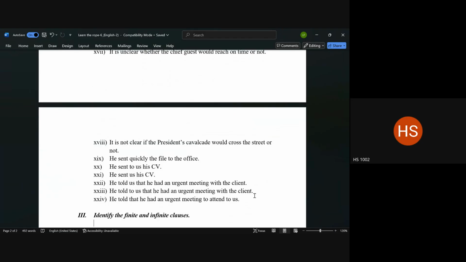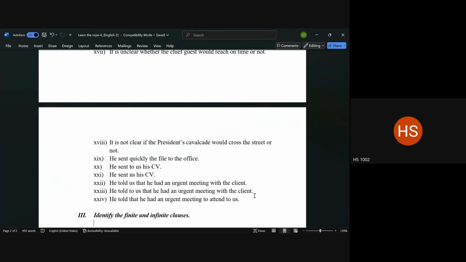So sentence number 19: he sent quickly the file to the office. Is this right or wrong? Wrong. Okay, so what should be the right way of writing it then? Quickly towards the end. Add quickly to the end of the sentence. He sent the file to the office quickly. Yeah, that is correct, right?